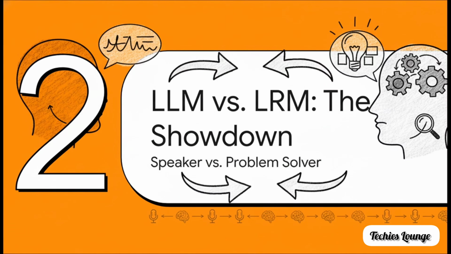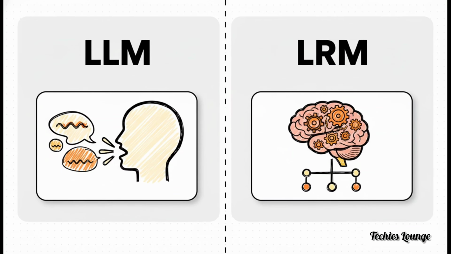All right, let's do this. Let's put them head to head. This is where the differences really pop. We're going to compare our fluent speaker, the LLM, directly against our analytical problem solver, the LRM. Okay, here it is, the highest level distinction you need to know. For talking and writing, you use an LLM. For reasoning and deciding, you need an LRM. It's truly the most important takeaway: communication versus cognition.